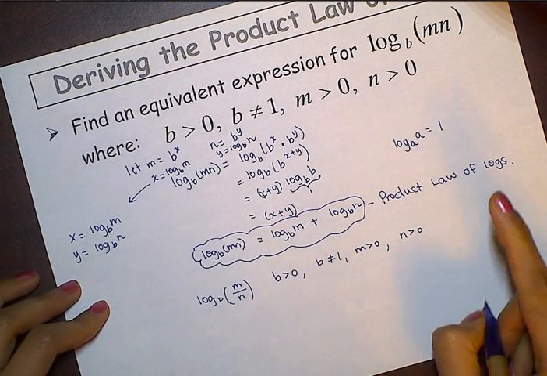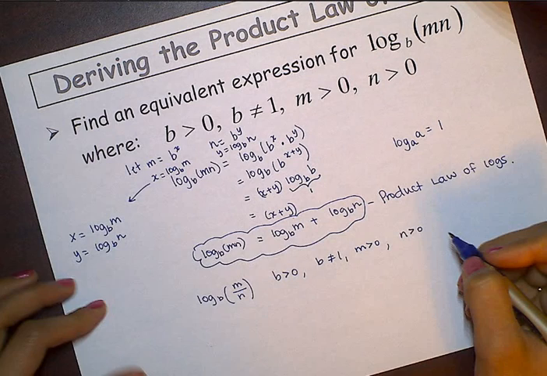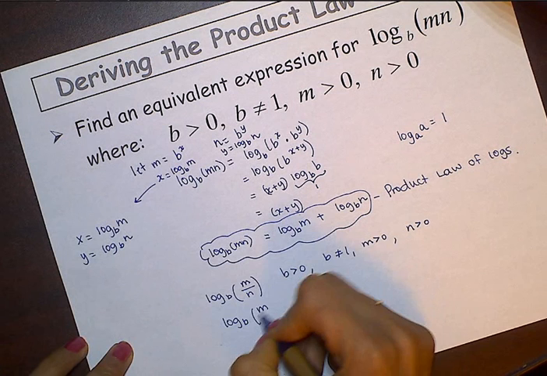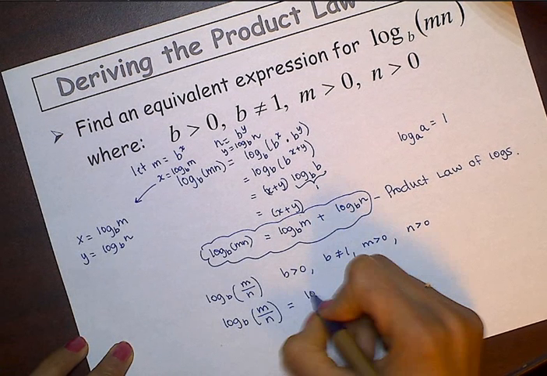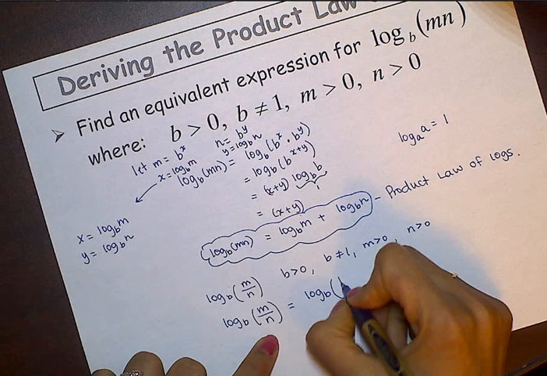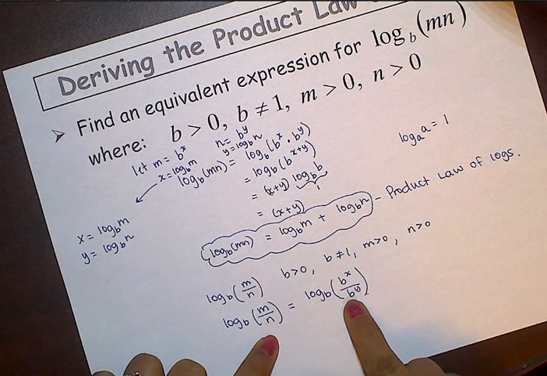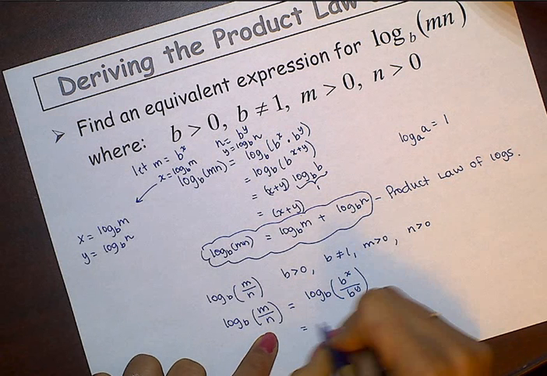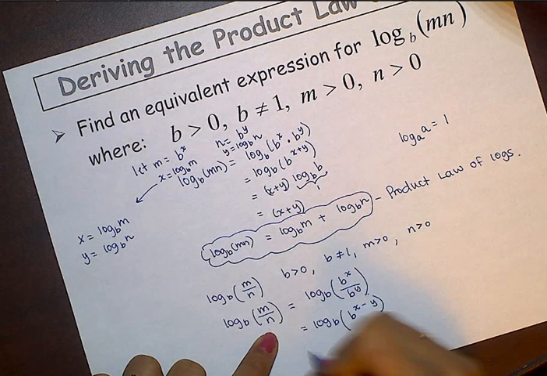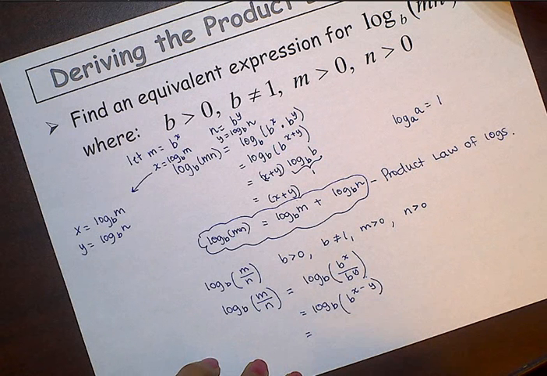So I have log b of m over n. That is going to equal log b. I'm just going to substitute m and n as b to the power of x and b to the power of y. So it's b to the power of x divided by b to the power of y. And when we are dividing powers with the same base, I can essentially just go ahead and subtract my exponents. So I have log b of b to the power of x minus y. And according to my power rule, I can bring that exponent so that it multiplies with my logarithmic function. So I have x minus y times log b of b, and we just stated that this is equal to 1, so it's x minus y.